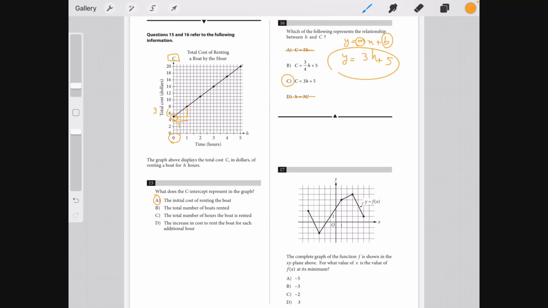17. The complete graph of the function f is shown in the xy-plane above. For what value of x is the value of f of x at its minimum? All right, so this is f of x. This is the x value here. We want to find out where in x, f of x is at its minimum. So this is the minimum. So where is the x? -1, -2, -3. B is the answer.